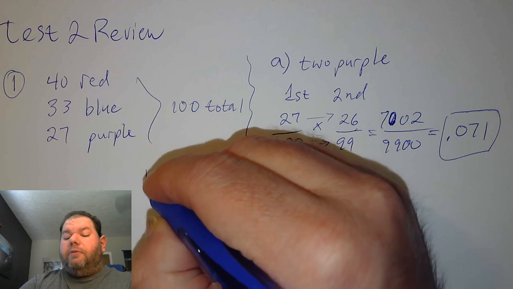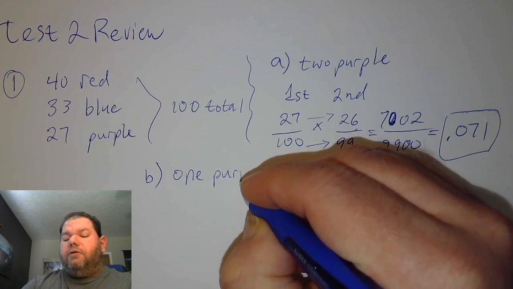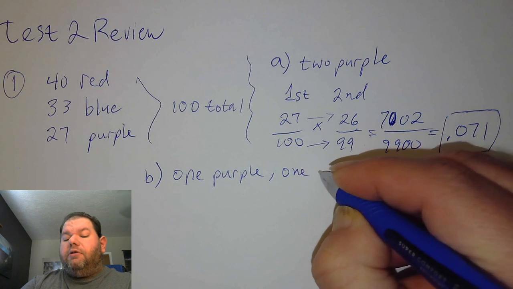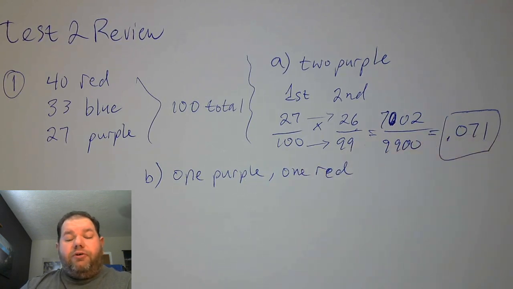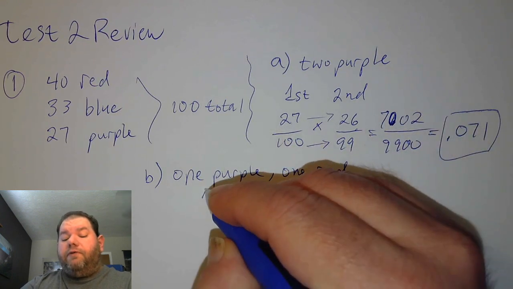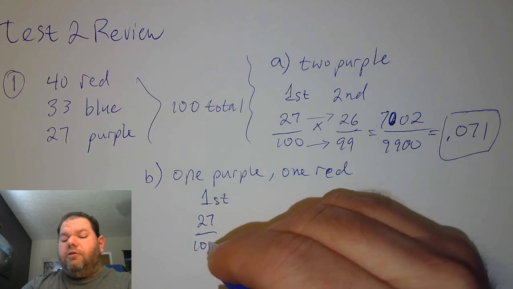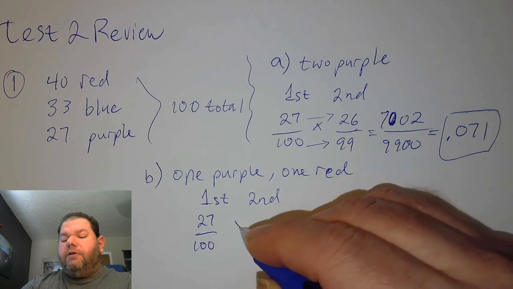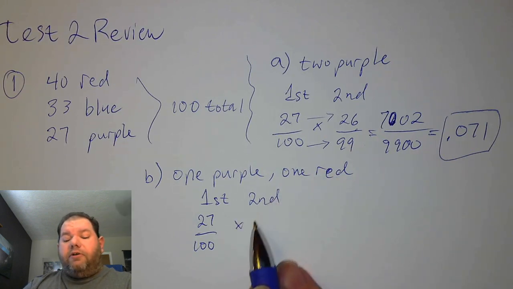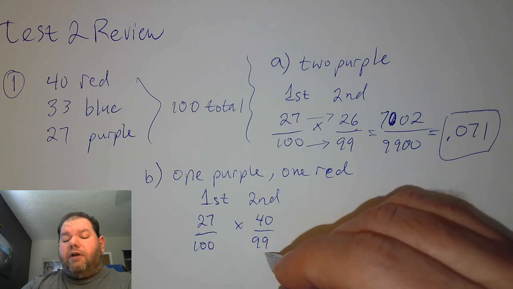Okay. Now for part B, we want 1 purple jelly bean and then 1 red. And actually the order is not important. We can do them in any order. As long as we're getting 1 purple and 1 red, the probability will be the same, even though it may not look like it. So for 1 purple, we already know for the first one, that probability is 27 out of 100. And for the second one, if we want to get 1 red one on our second draw, there's 40 red jelly beans out of the 99 that are now remaining.